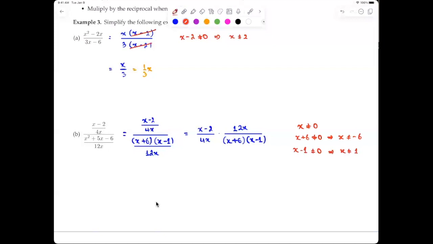Now simplify. So 12 and 4 cancel out. So this is 1 times, this is 3 times. The x's cancel out. Then that's it. Nothing else. You'll have on the numerator 3 times x minus 2. And in the denominator, you have x plus 6 times x minus 1. Question?